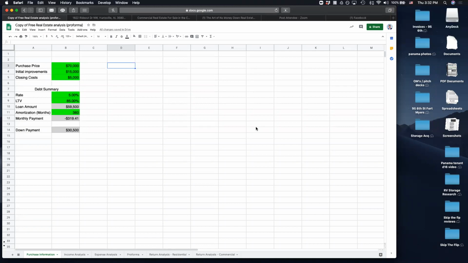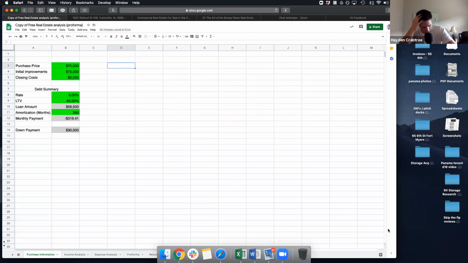Hayden, cash on cash return is usually what I've been using, but can you give a brief description of when you'd use IRR and what you get out of that versus cash on cash return? For sure. Good question. So the way I think about it is, cash on cash is essentially saying, for the dollars I put into it, how much am I going to get in return?